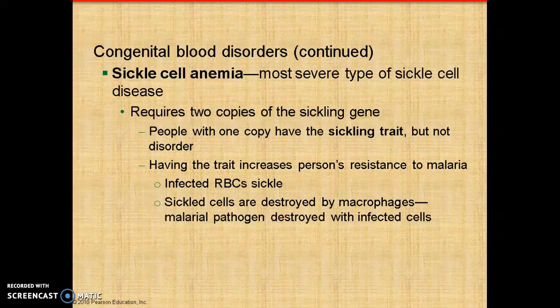So to have sickle cell anemia, you get one copy from both your mom and the dad. If you have only one copy instead of both copies, then you have this sickling trait. Those people will spend quite a bit of time in the hospital. If you have sickle cell anemia, you will die.